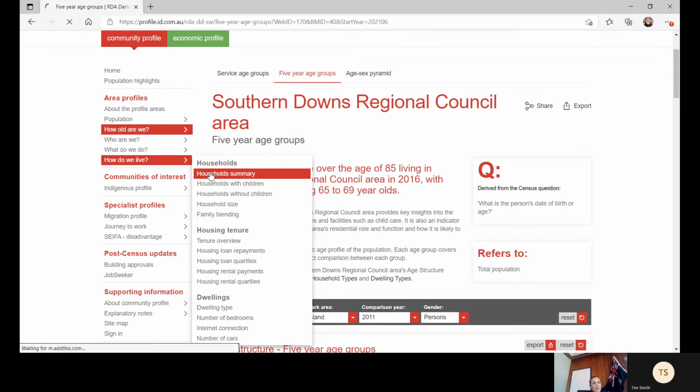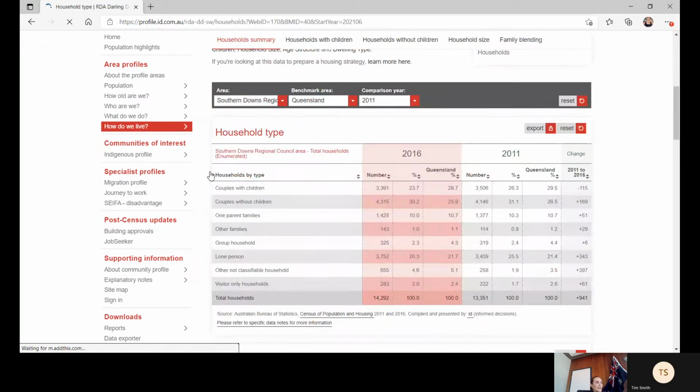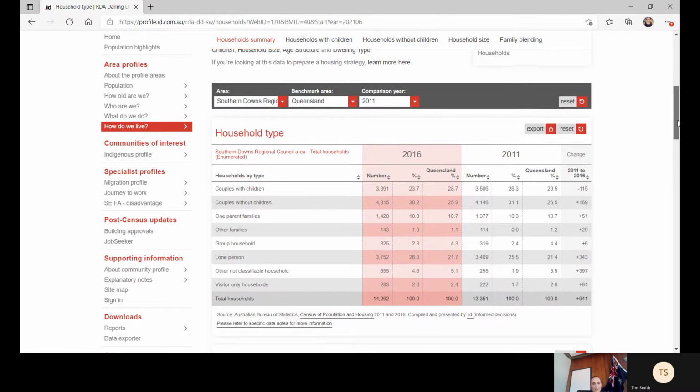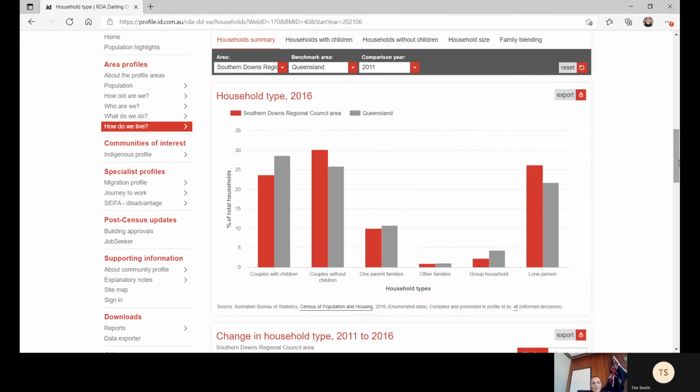And this is another one that as a council is important to look at as well, because it talks to us about the structure of our household. So when we're thinking about what sort of developments we want in the community, this is the sort of information that will help us to make those decisions. So we can see here our main household type is couples without children, which matches in straight away with our age demographics that we were looking at previously, followed by lone person, then couples with children.